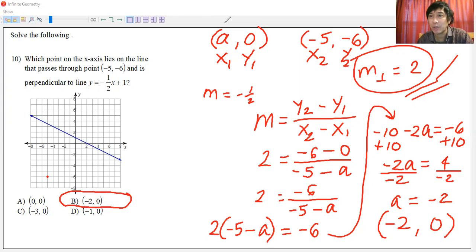Now, in a graphical solution, you have to draw a line, and you will make it pass through negative 5, negative 6. And take note of the slope, that the slope of the perpendicular is 2. Okay? That's 2. So, if we're going to draw this, we shall try to draw it. Okay? That's 2, and then 2, and then 2. All right, it should be made to pass here. There, okay?